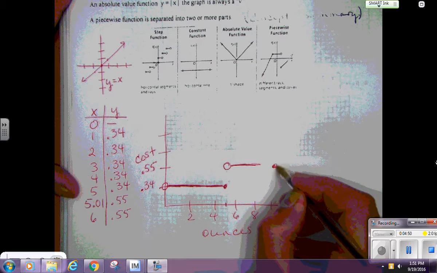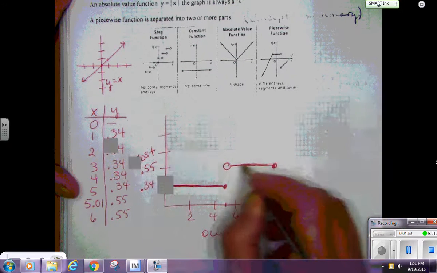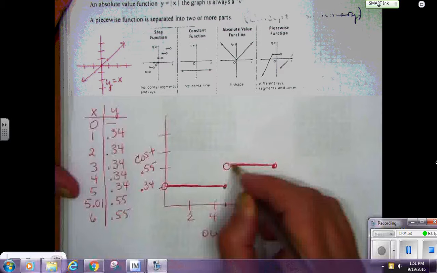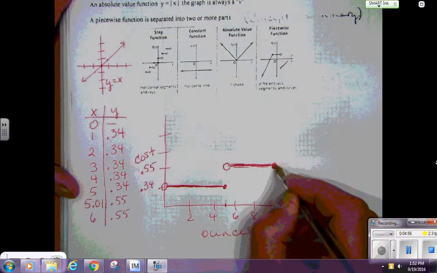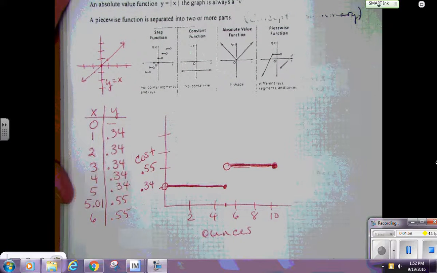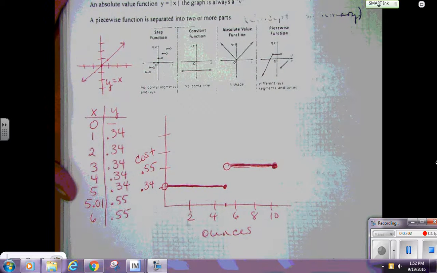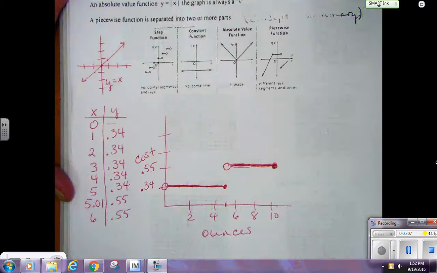And it's going to stay at that rate, 55 cents, until it gets to 10 ounces. And that's where it's going to stop for 55 cents. Okay, so that's how you are graphing a step function. Your y value stays the same for a certain amount of time on your x, and then it jumps up.